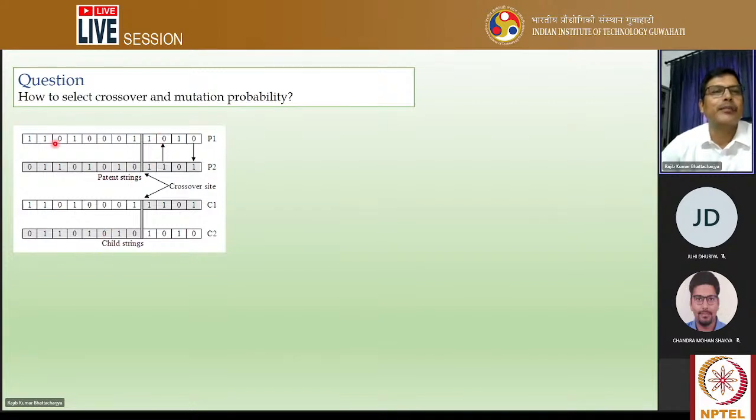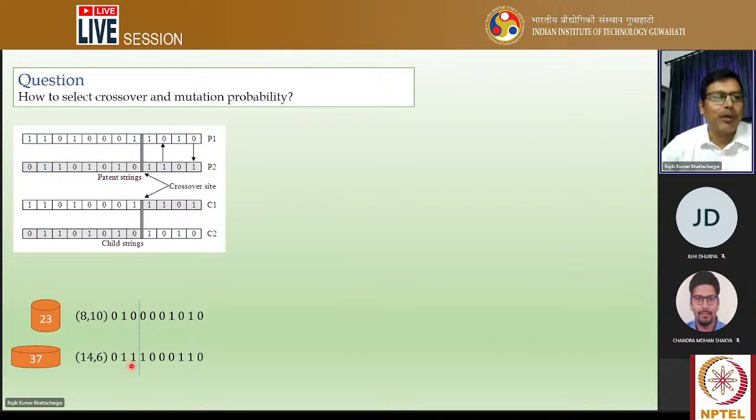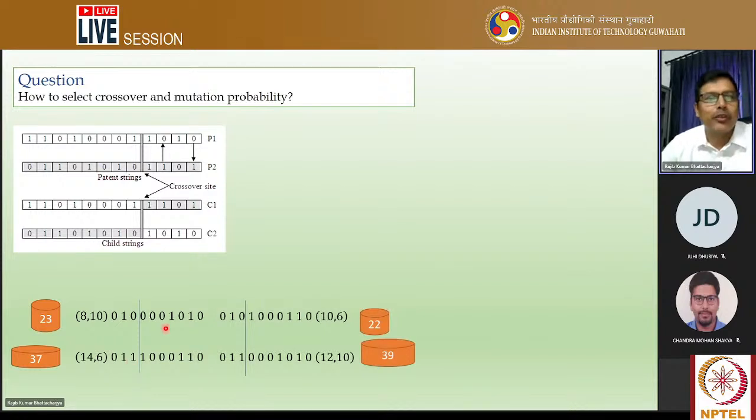I have discussed this. Here there are two parents, this is the crossover site, and after crossover I get these two children, C1 and C2. Now let us take this example problem. These are the two strings. The function value here is 23, and here it is 37. After crossover, I am getting 22 and 39.